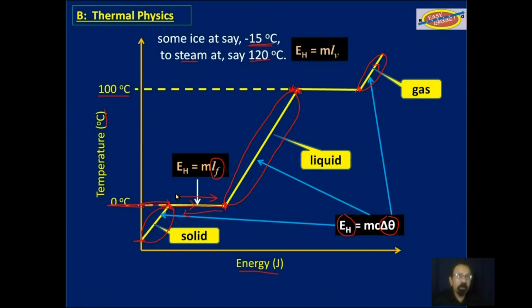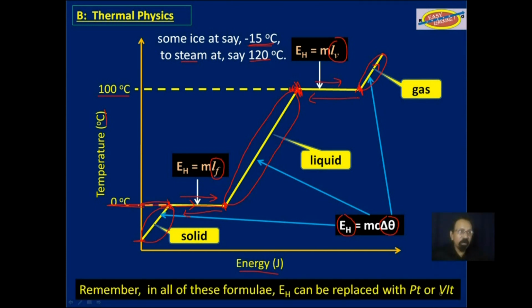And of course, up here you have LV, which is the latent heat of vaporization. So if you have water at its boiling point and you boil it and it all becomes steam, 1 kilogram will take a certain amount of energy to do that. However, if you had the steam at 100 degrees and you cool it down, then you would have to remove that same amount of energy to make it into a liquid at its boiling point.